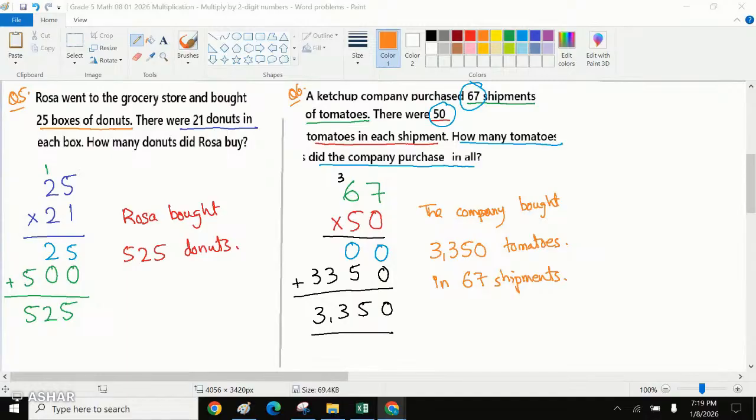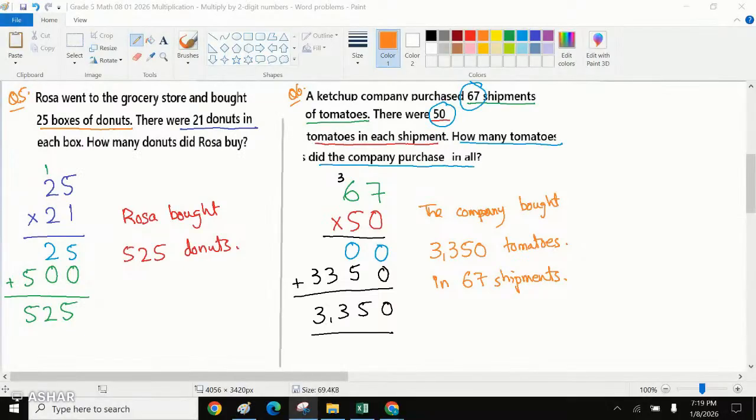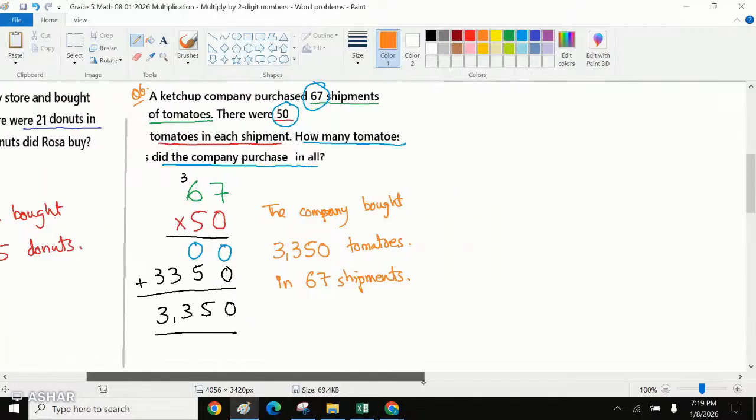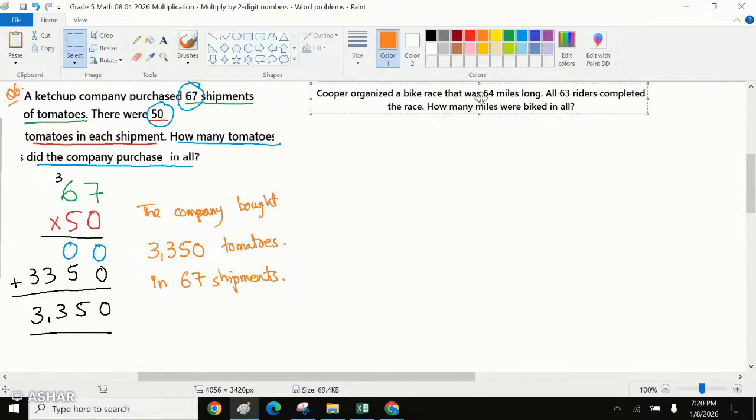Let's go to the next question. The next question says, Cooper organized a bike race that was 65 miles long, right? Let's put down the values and let's see how we can finish this question, and let's try to understand.